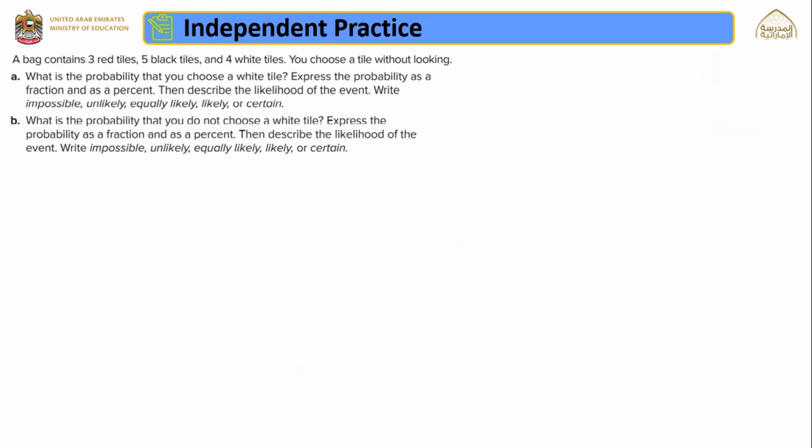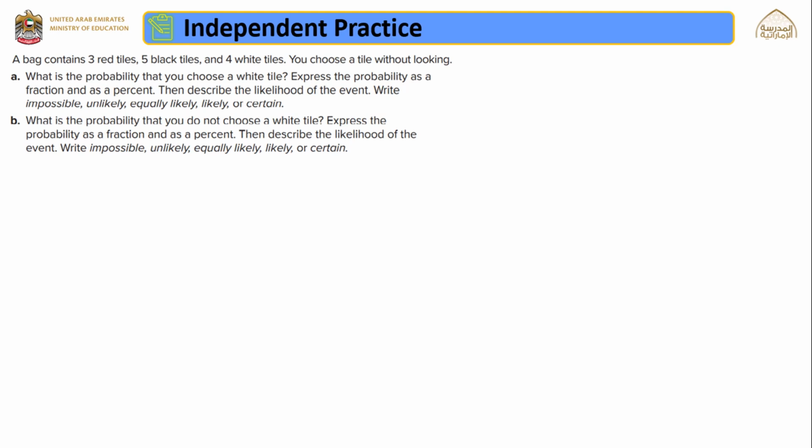A bag contains 3 red tiles, 5 black tiles, and 4 white tiles. You choose a tile without looking. A. What is the probability that you choose a white tile? Express the probability as a fraction and as a percent. Then describe the likelihood of the event. Write impossible, unlikely, equally likely, likely, or certain.